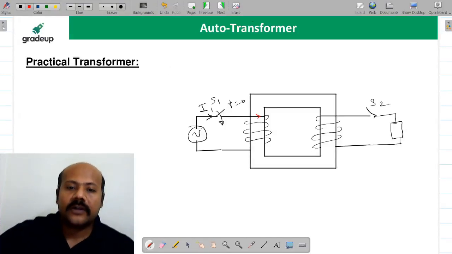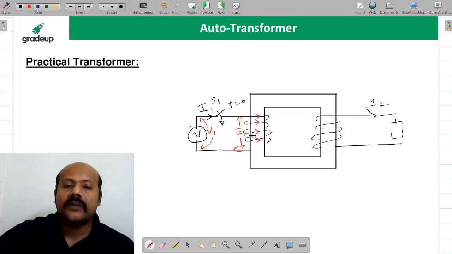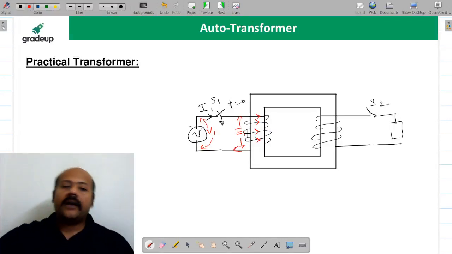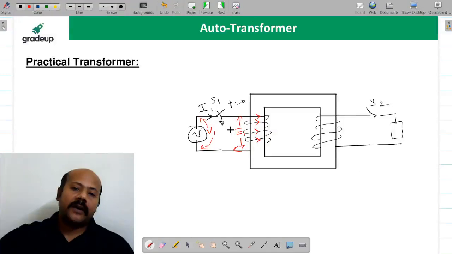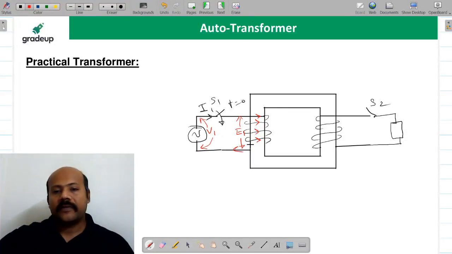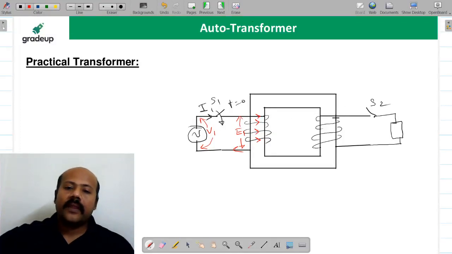This we have discussed yesterday, and the current sense in the primary winding is going to be something like this. This is going to be the voltage applied by this supply voltage that we are calling V1, and because of Faraday's law we have seen that there is going to be an induced EMF E1, and it is going to have the same polarity. If this is positive, then this is positive. Polarity also we have seen.